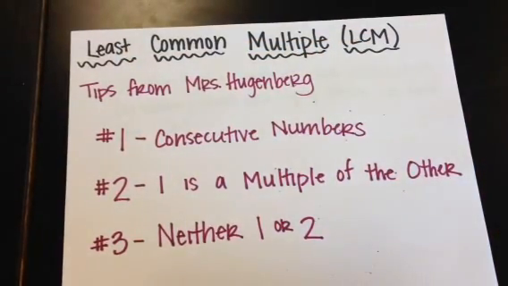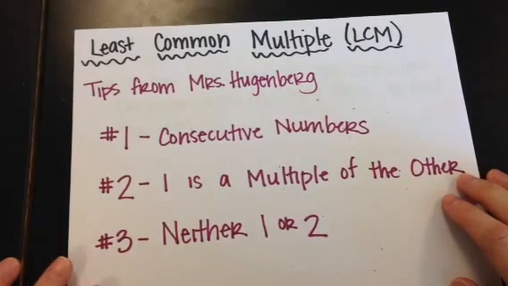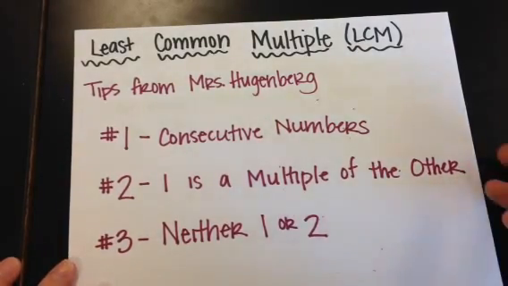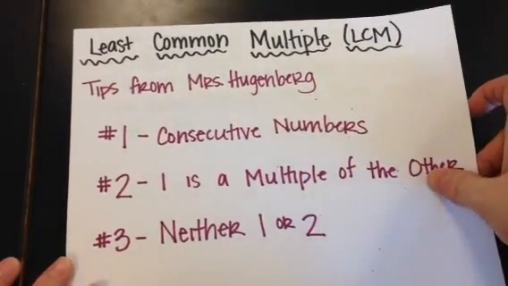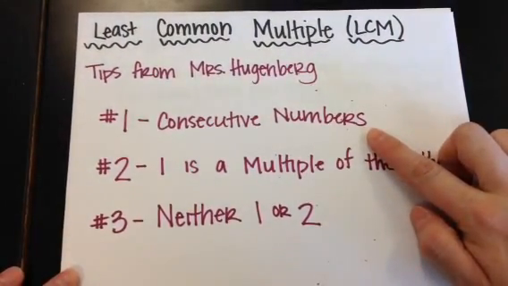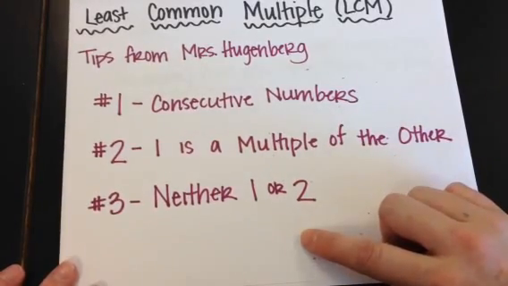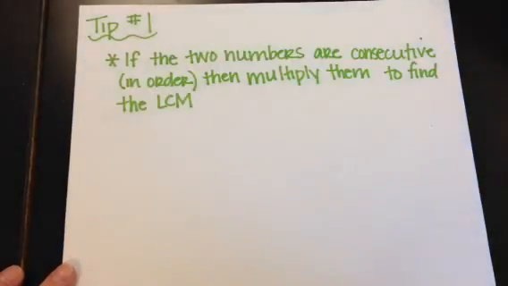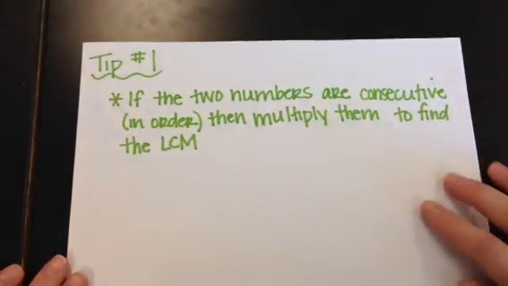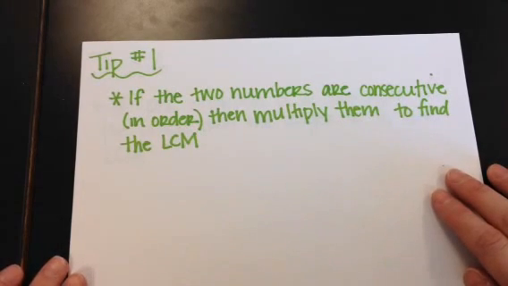in common. I'm going to give you some tips to help you find the least common multiple in the most efficient way. Those tips are going to be looking at numbers that are consecutive, when one number is a multiple of the other, and when neither tip 1 or tip 2 will work. Okay, so the first tip is if the two numbers that you're trying to find the least common multiple for are consecutive, then you multiply them to find the least common multiple.